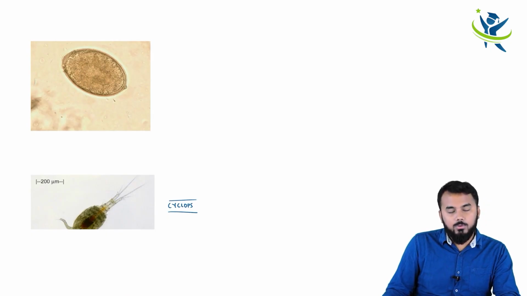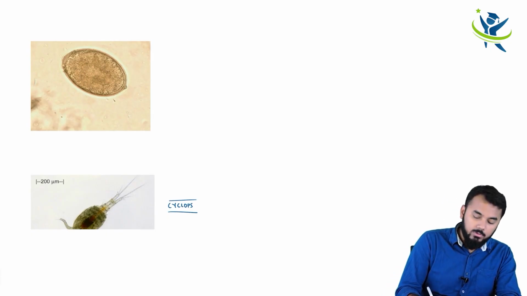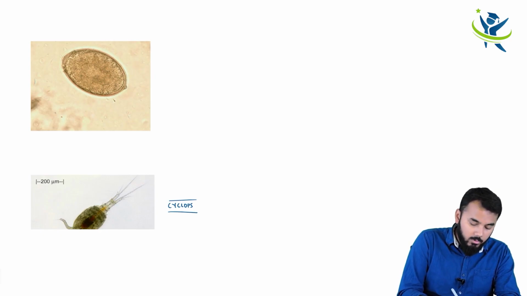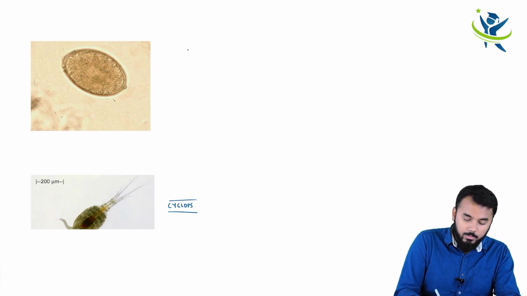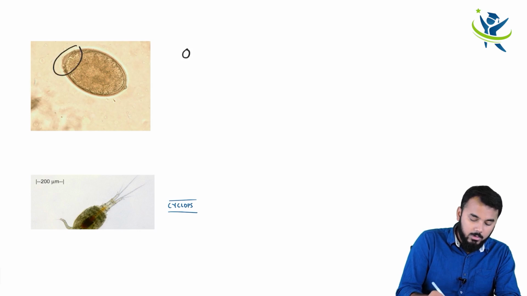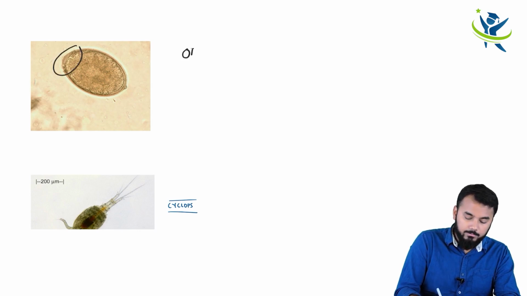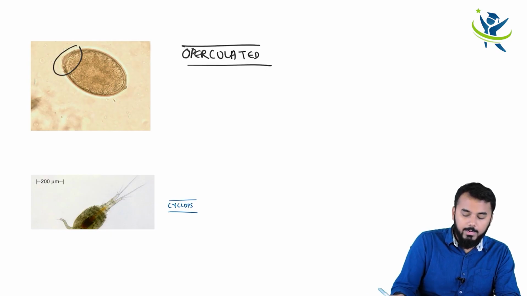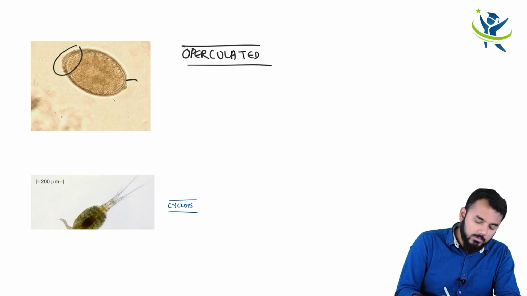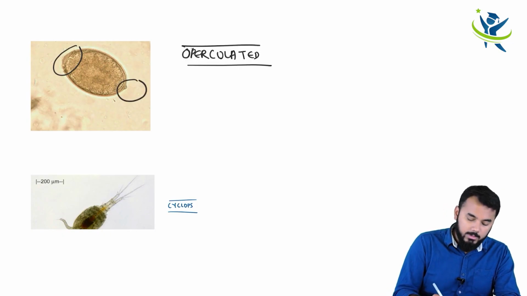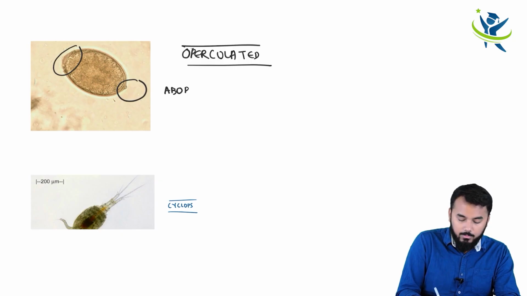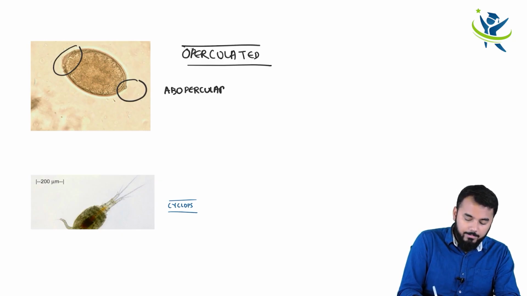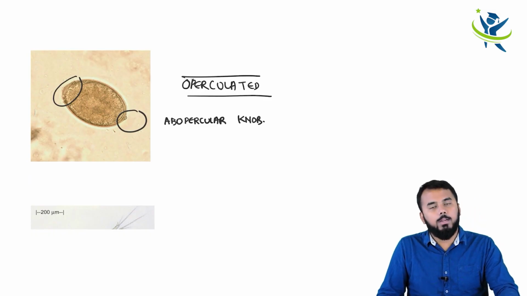Another important thing is that the eggs which are released here are called operculated eggs, because they have an operculum on the top here. On the bottom of these operculated eggs you see a small knob, right? This knob is called the abopercular knob. This is all you need to know regarding Diphyllobothrium latum.